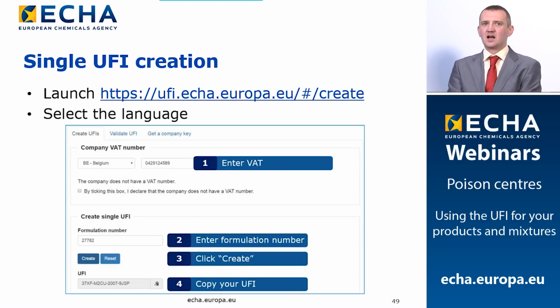First, I want to show you how to generate a single UFI. Once you have launched the application using the address as displayed on the screen, you select the language. You can choose any of the EU languages. In first step, you need to enter the VAT number. Next, enter the formulation number, and then click Create and copy your UFI. UFI can be copied to the clipboard by clicking the icon placed on the right-hand side.